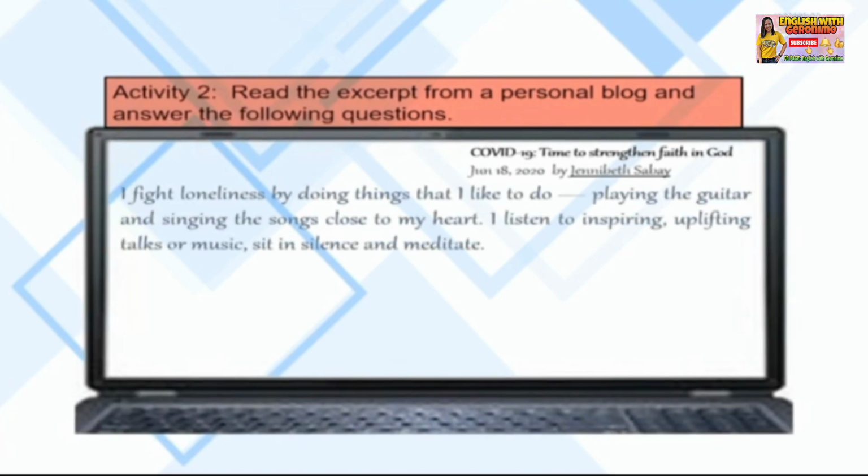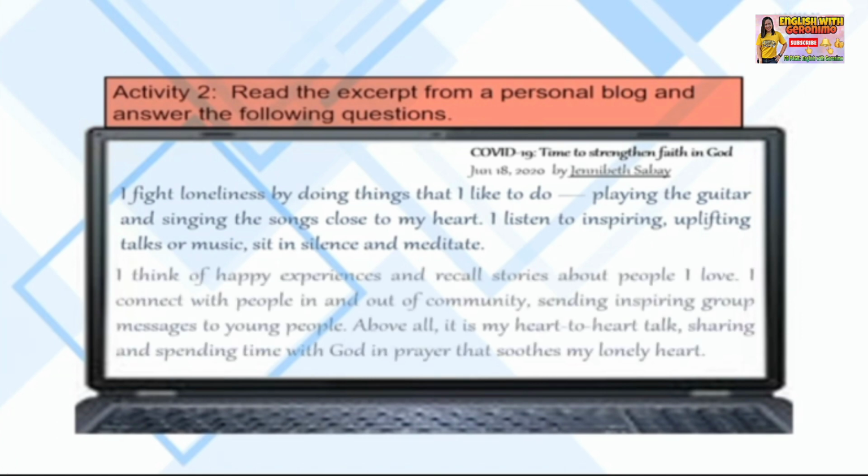I fight loneliness by doing things that I like to do, playing the guitar and singing the song close to my heart. I listen to inspiring, uplifting talks or music, sit in silence and meditate. I think of happy experiences and recall stories about people I love. I connect with people in and out of the community, sending inspiring group message to young people. Above all, it is my heart-to-heart talk, sharing and spending time with God in prayer that soothes my lonely heart.